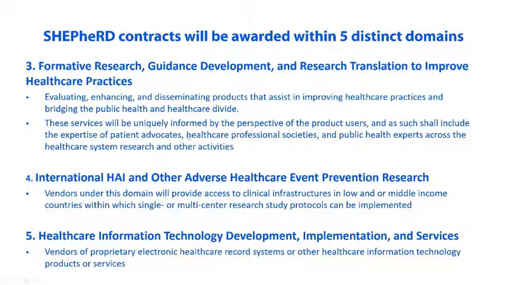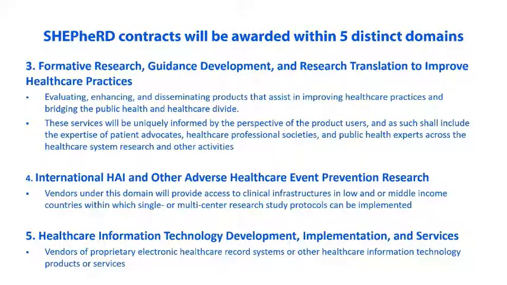Domain 3 will be about evaluating, enhancing, and disseminating products that assist in improving healthcare practices and bridging the public health and healthcare divide. I feel like this is part of the research spectrum, but may not always be research, or may include some qualitative research components. These services will be uniquely informed by the perspectives of the product users, and as such shall include the expertise of patient advocates, healthcare professional societies, and public health experts. And this is the reason why we have a small business set aside for this domain.